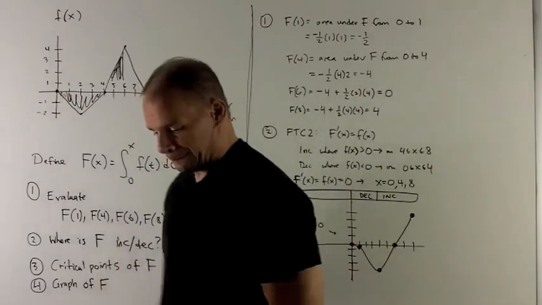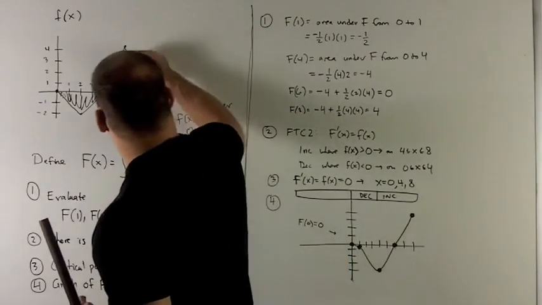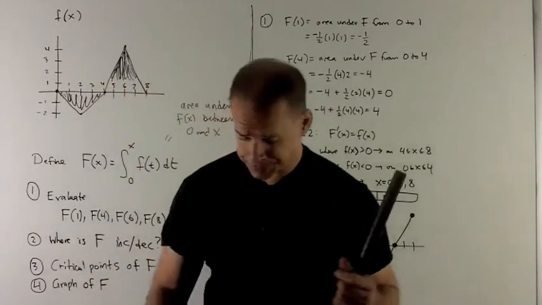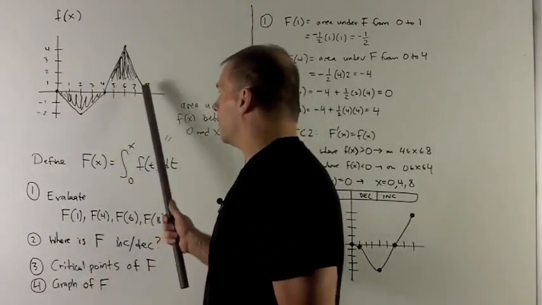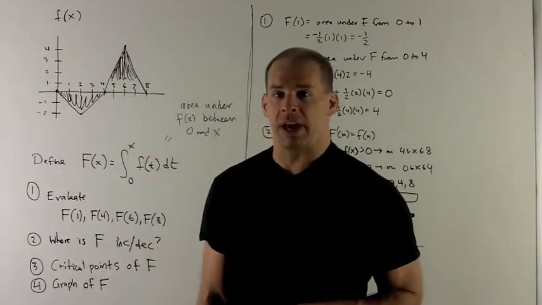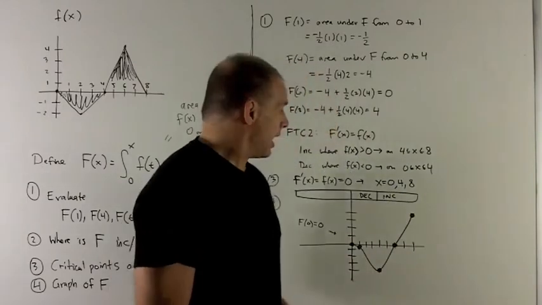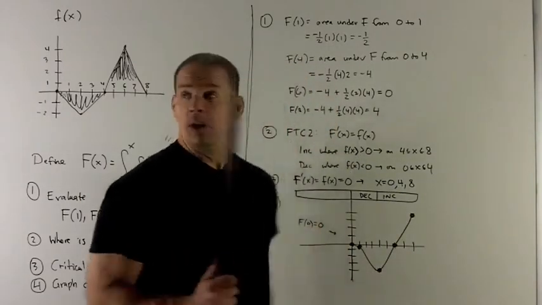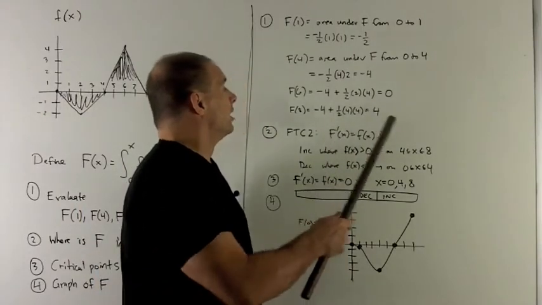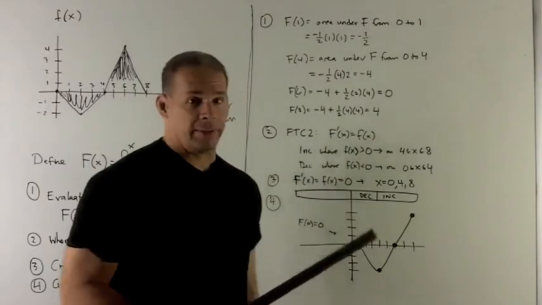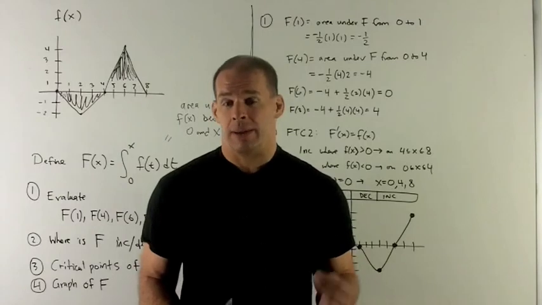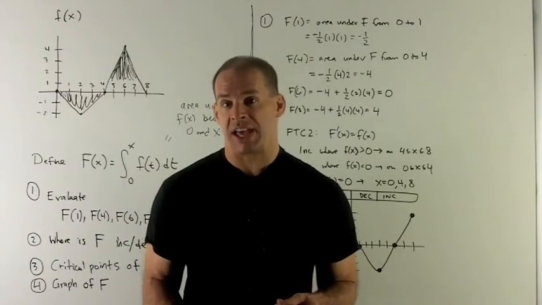For F of 8, we keep moving out, and that's going to be the area under the entire thing. So we just need to take the full area of this triangle. And so 1/2 base times height, 1/2 times 4 times 4 gives me 8. I add that to minus 4 for the first triangle, and then I see that I get 4. So this shows me how to evaluate my big F function at a given point. We just take area under the curve and make sure we account for signs when we go under the x-axis.